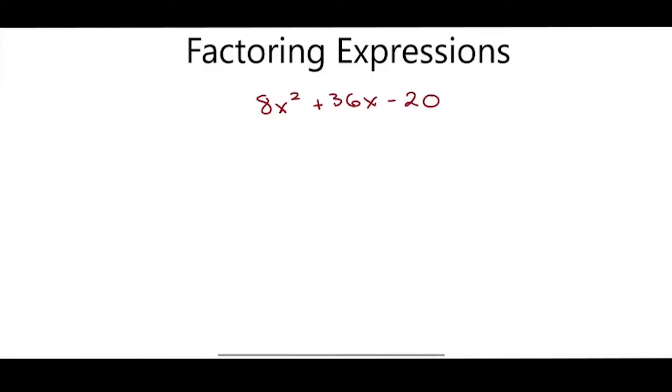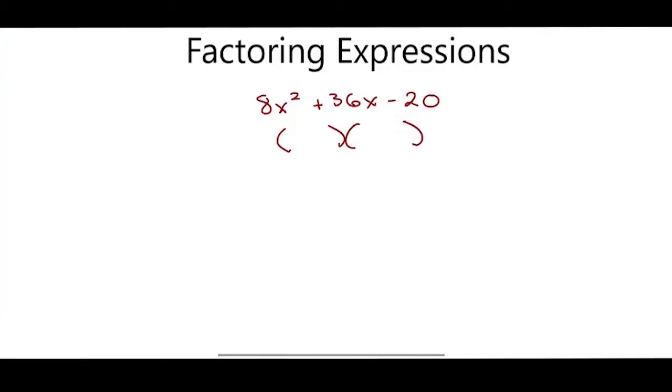Hey guys, today we're factoring expressions, and I have this trinomial of 8x squared plus 36x minus 20, and I want to factor it into two binomials. All right, so I'm looking for my two binomials that I can factor this into. But right off the bat, I notice these are some pretty large numbers.